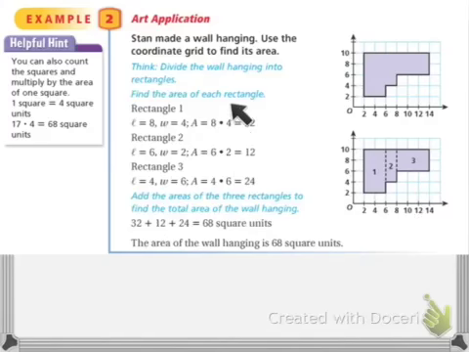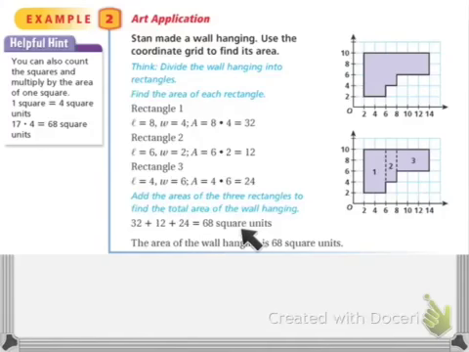So now we're not finished. We have to add up all of these numbers. 32 plus 12 plus 24 is 68 square units. It does not give us the units, but that doesn't mean I can't label. I have to just keep it general. 68 square units, or units squared.